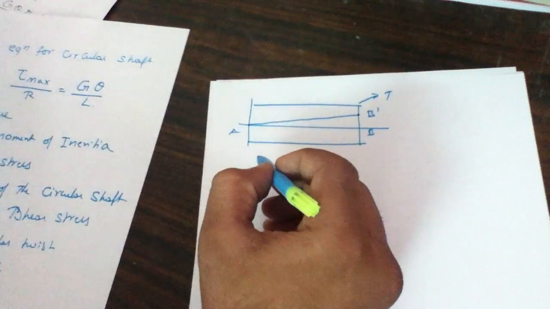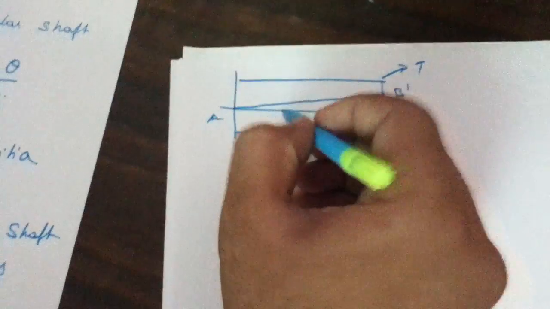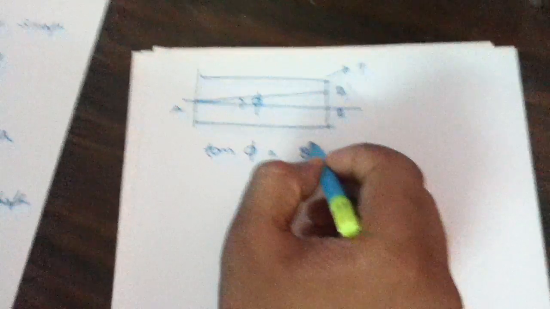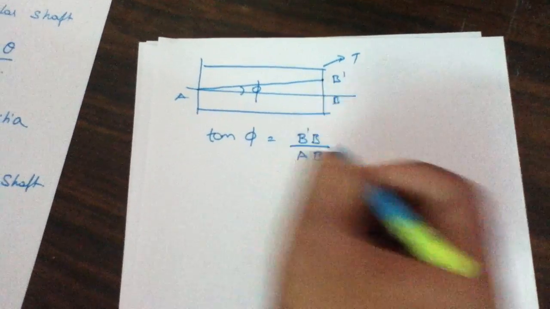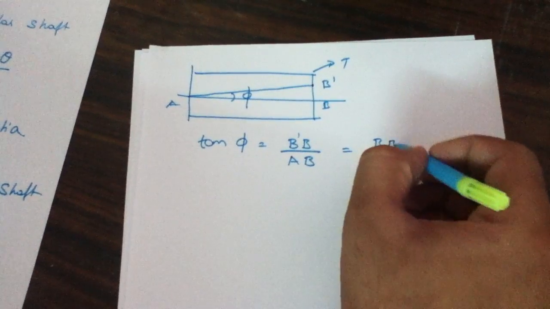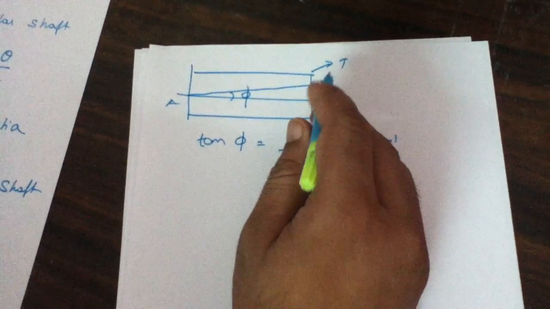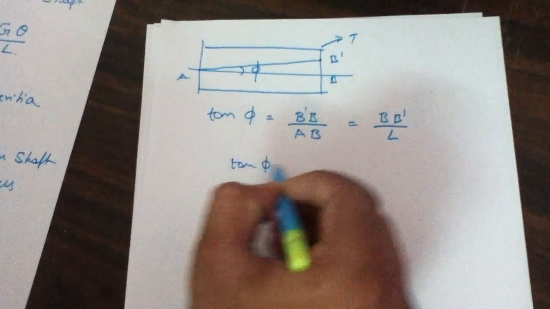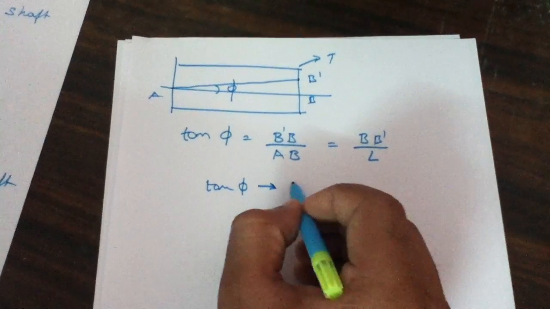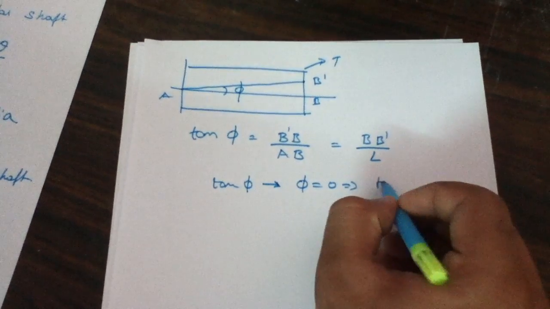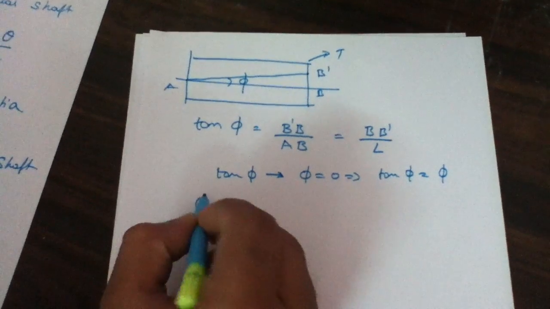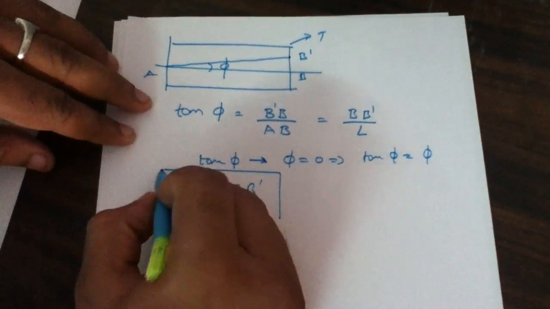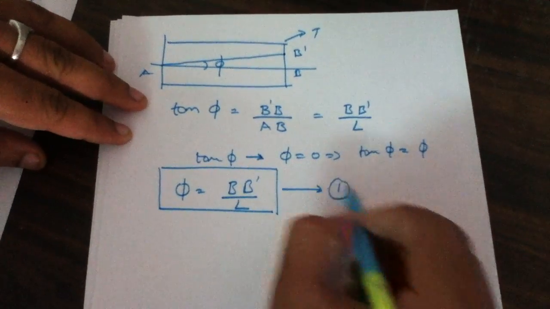Now let us use some trigonometrical properties, where this is phi and tan phi is equal to opposite side by adjacent side, which is nothing but equal to B dash by length. And as we know that the twisting shear strain is very small, as tan phi tends to 0 implies tan phi is equal to phi. So phi is equal to B dash by L. Now observe it carefully. Let us make this equation 1.